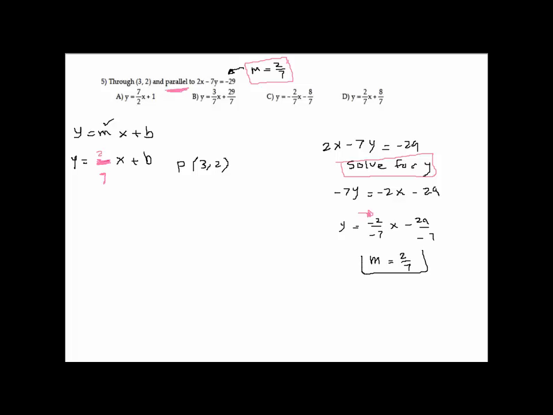You take the given point, you call it point P. This would be x, this would be y. You just simply substitute that. y is equal to 2, and then x would be equal to 3 over 1 plus b. So 2 is equal to 6 over 7 plus b. Now in this case, we subtract 6 over 7.